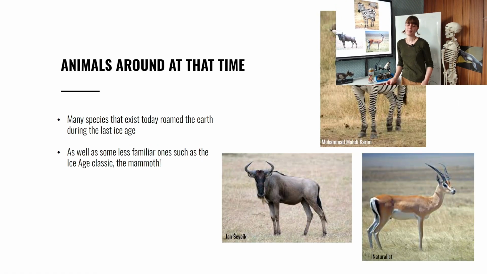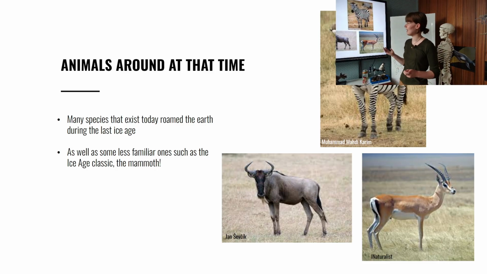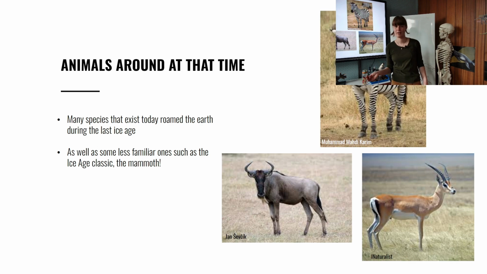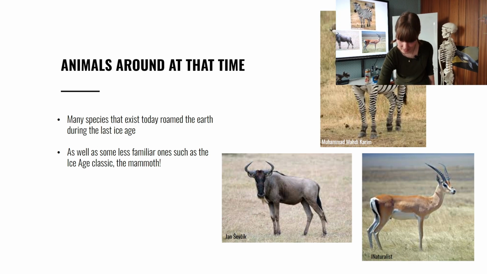So there are lots of animals that are around in the Ice Age that we see today. So things like the zebra, the wildebeest, the gazelle, as well as ones that aren't really kicking around, or aren't at all kicking around, like the mammoth, a classic one.